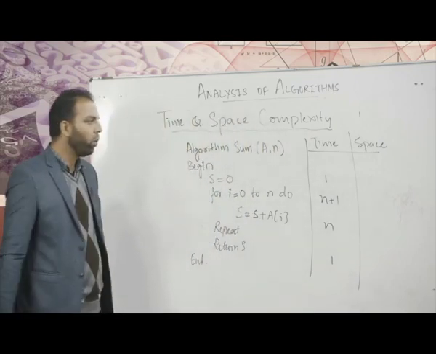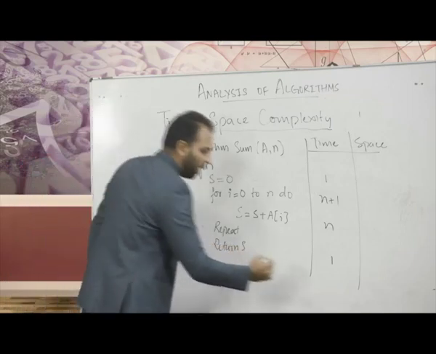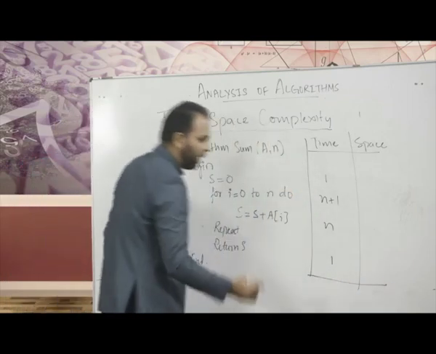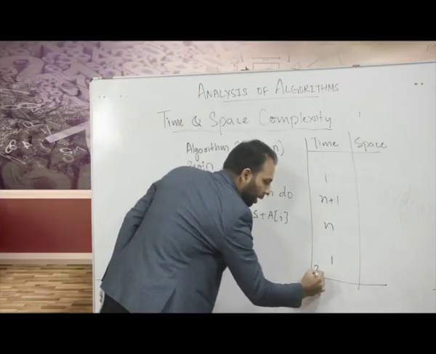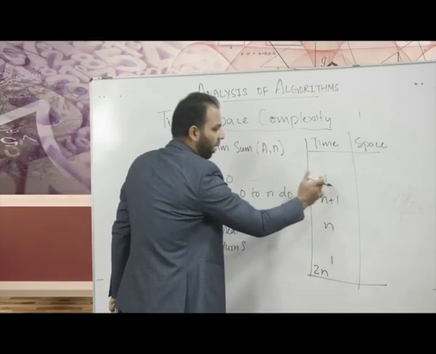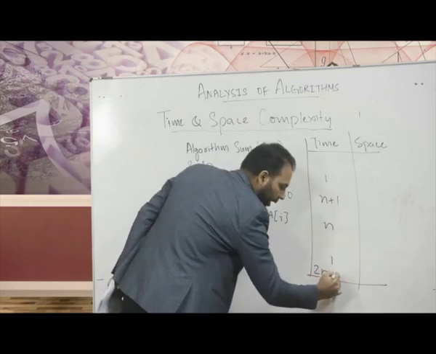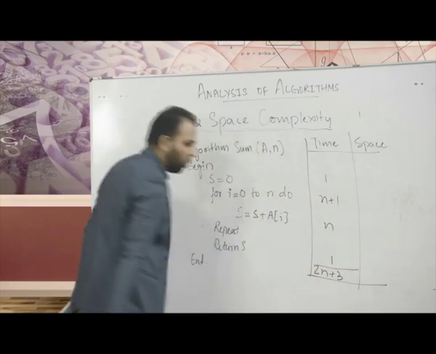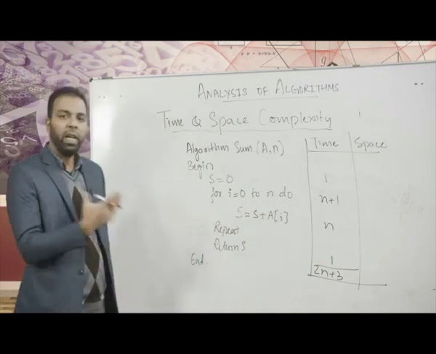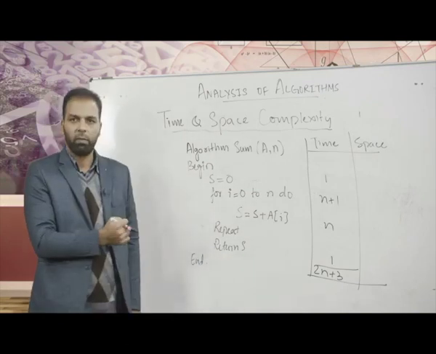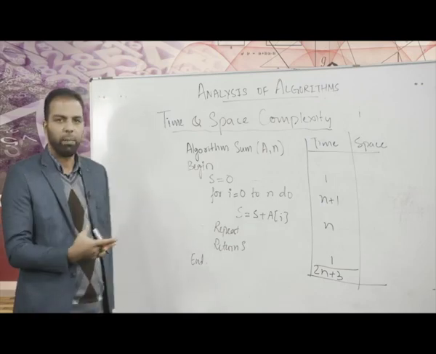So now all we have to do is add these things. If we add these, we get n plus n is 2n, and 1 plus 2 plus 1 is 3. So 2n plus 3 is the running time complexity of your algorithm. Fine. Now we will see the space complexity.